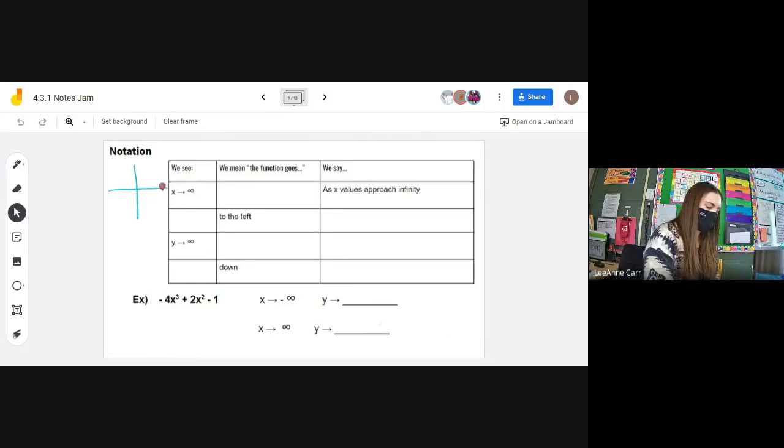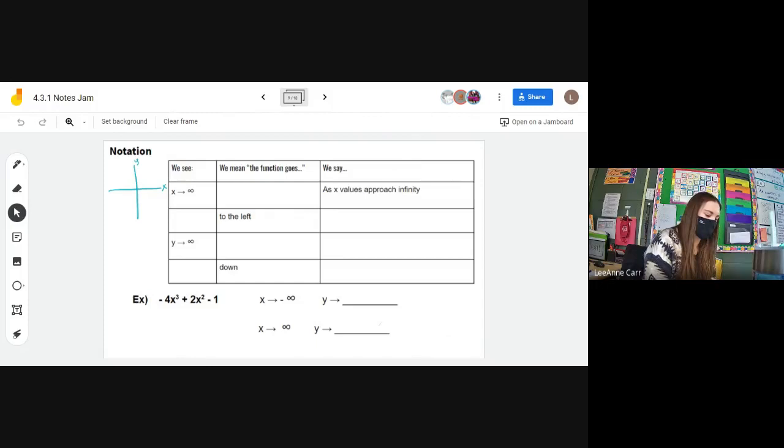I have my x-axis and I have my y-axis. Those can tell me if I'm moving left or right or up or down, right? We're all okay with that. Well, we're going to start describing those with infinities.